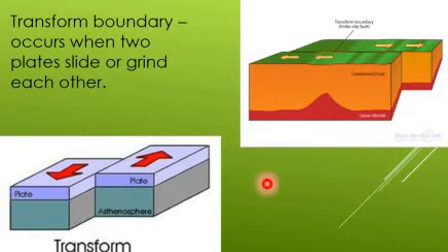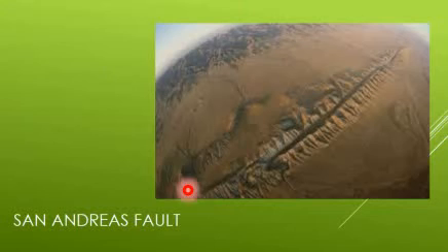Pag sinabi nating transform, it occurs when two plates slide or grind past each other. Nagkikiskisan lang sila, papalayo sa bawat isa. Ang best example nga niyan ay yung San Andreas Fault. Kaya nagkakaroon ng folding yan dahil nga doon sa fault, dahil doon sa tinatawag na transform boundary.